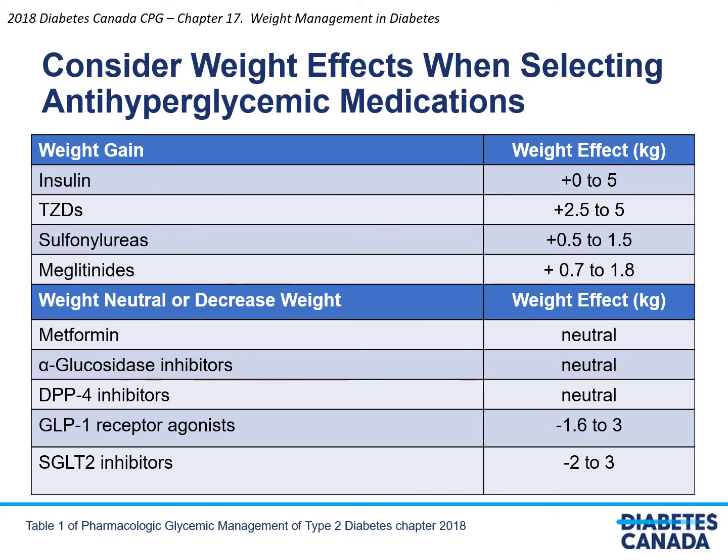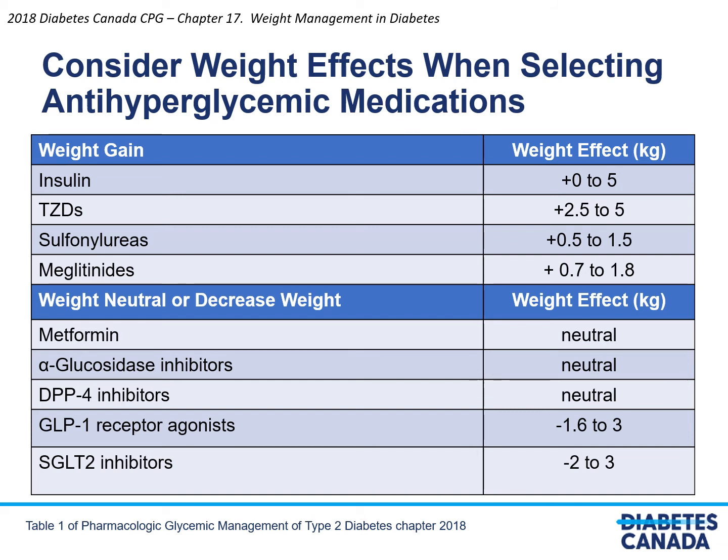When choosing antihyperglycemic agents to treat diabetes, there should be a consideration in regards to the weight effect of each of these agents. There are a number of agents that can cause weight gain, which may be an undesirable effect for many patients. This includes agents such as insulin, the TZDs, sulfonylureas, and the meglitinides.